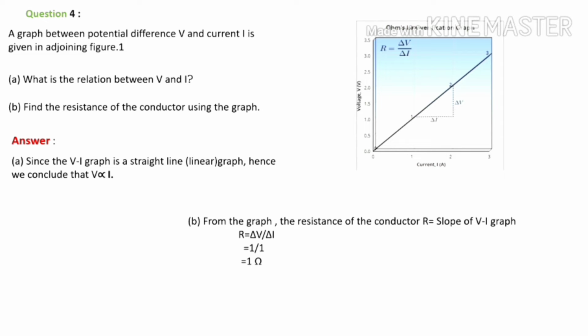Here, what is the relation between V and I? V and I form a straight line graph. Find the resistance of the conductor using the graph. You already know V equals IR, so here R equals delta V by delta I. I draw a triangle, calculate this value, and get R equals 1 ohm. Next problem.